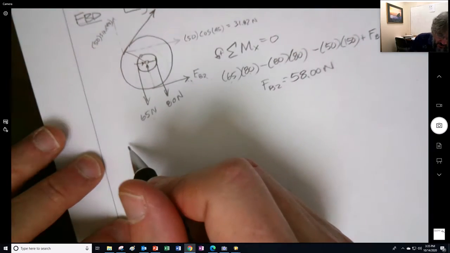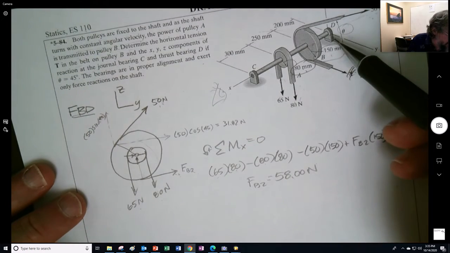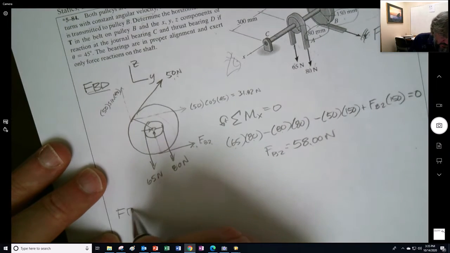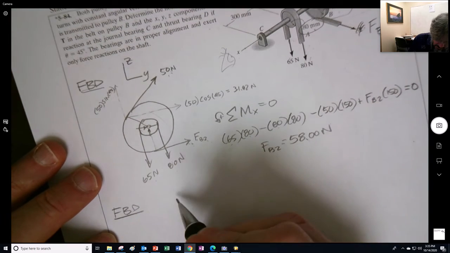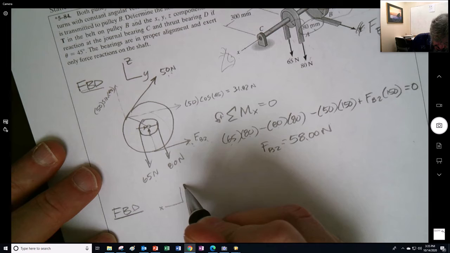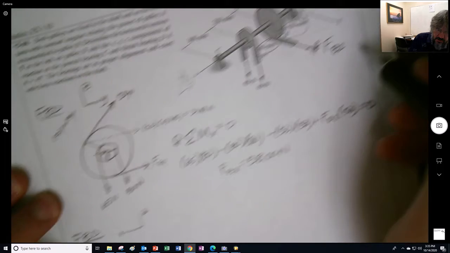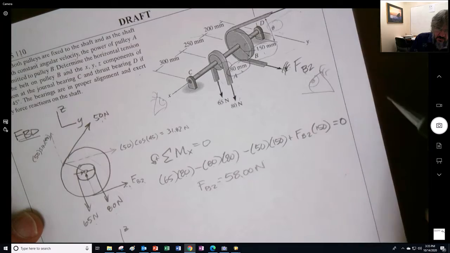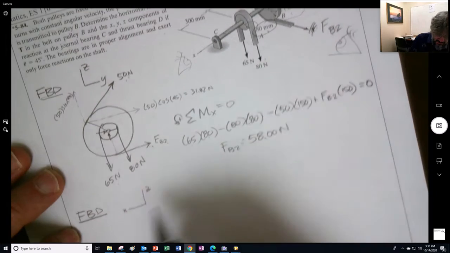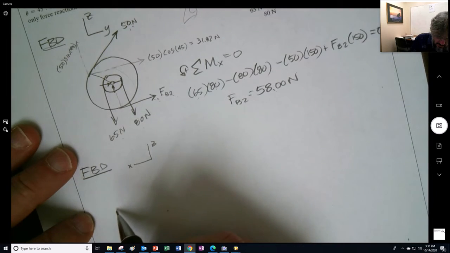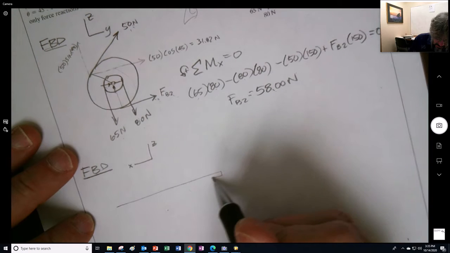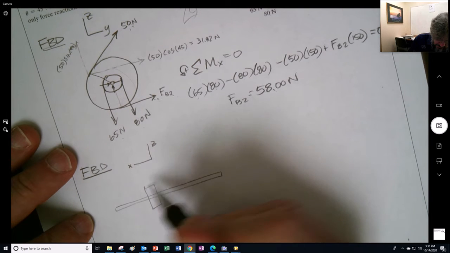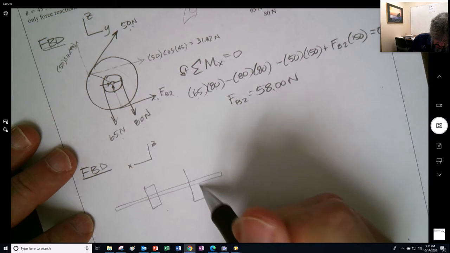All right, so the next FBD I'm going to decide to do is the ZX plane. So I go X that direction, Z that direction. So I'm at like creepy eye, looking from that direction onto the thing. So I make a light sketch for the shaft. I draw this pulley, and I draw this pulley.